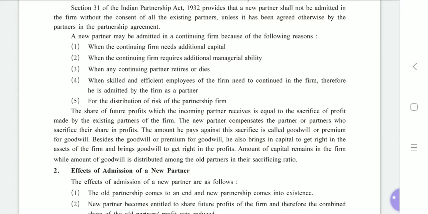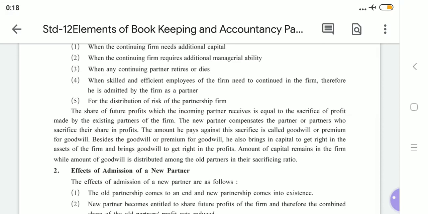Secondly, when the continuing firm requires additional managerial ability. Now, this clearly means that when two people are working together and they are not able to manage all the things, they require an additional person who will divide the burden of the work. Then, when any continuing partner retires or dies, during this period there is a requirement of a person to substitute the partner who has retired or died.